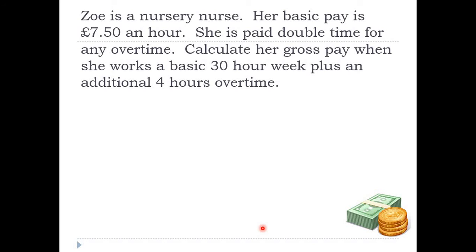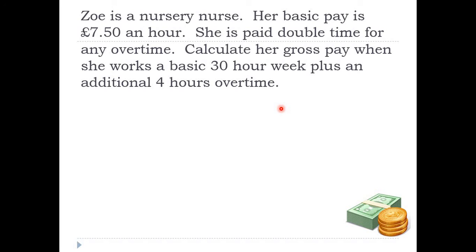So see if you can work this out yourself and then we'll go through the answers together. So Zoe is a nursery nurse. Her basic pay is £7.50 an hour. She is paid double time for any overtime. Calculate her gross pay when she works a basic 30-hour week plus an additional 4 hours overtime. So pause the video now, have a little go at this yourself, and then we'll go through the answers together.